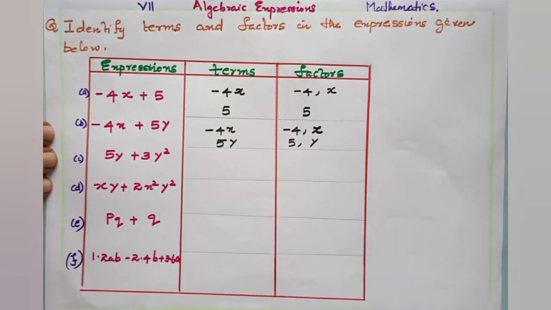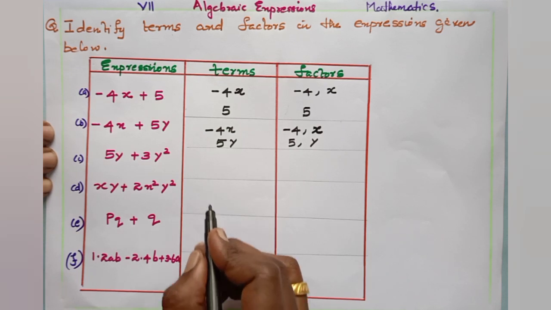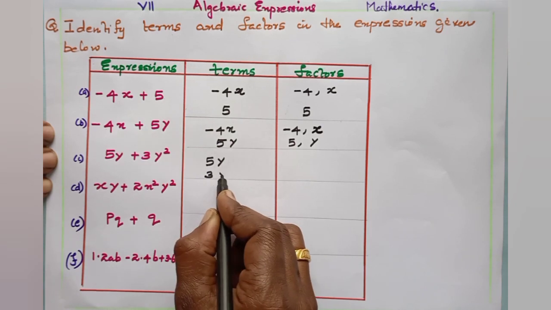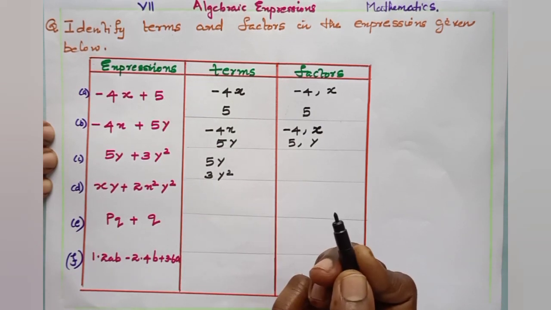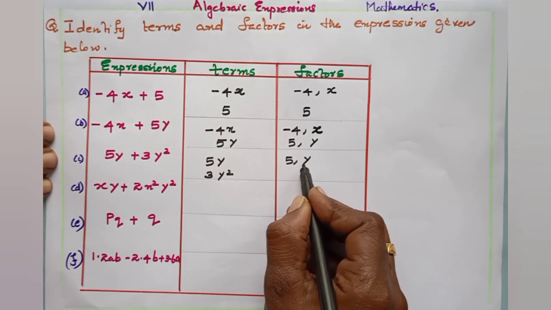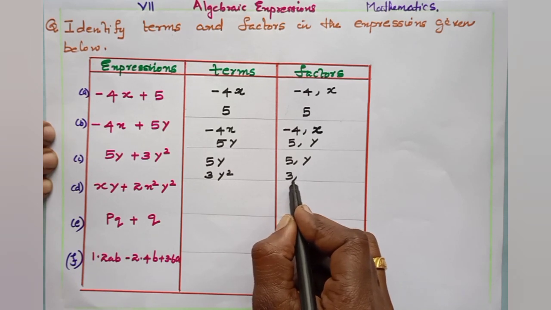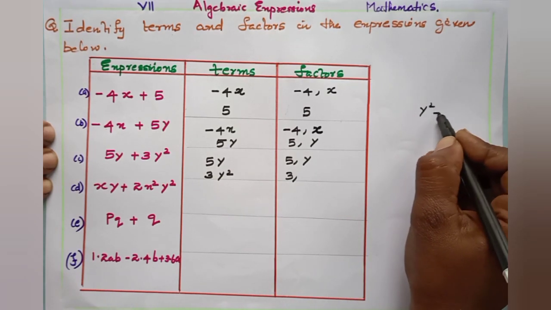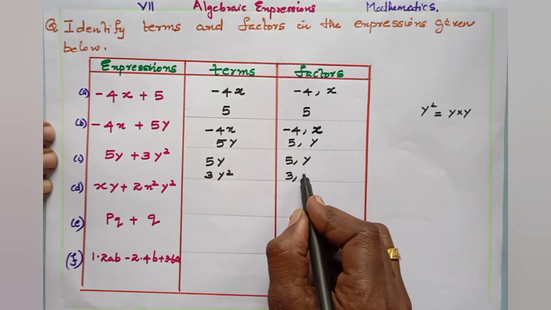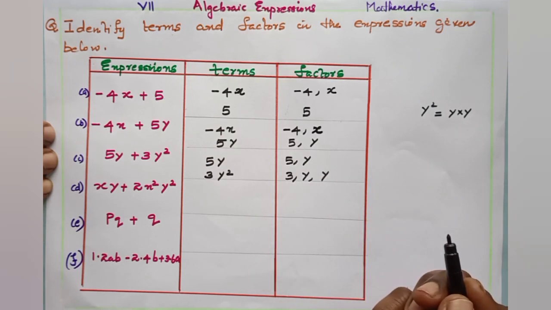Then, third question: 5y plus 3y square. Yes, the terms are 5y and 3y square. So for 5y, the factors are 5 and y. For 3y square, the factors are 3 and y square. Y square means y is multiplied 2 times, y into y. So the factors of y square are y, y.